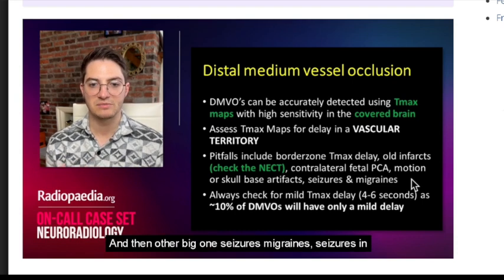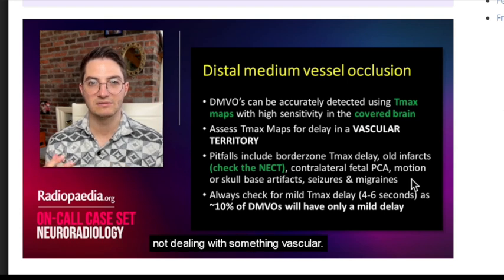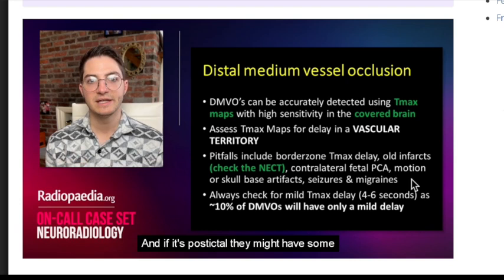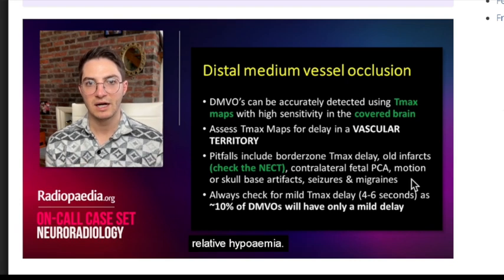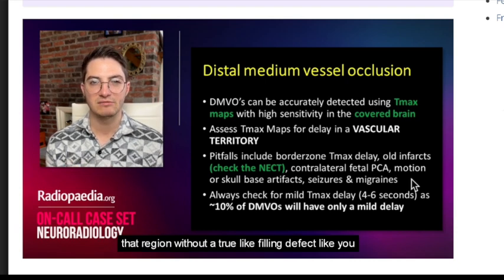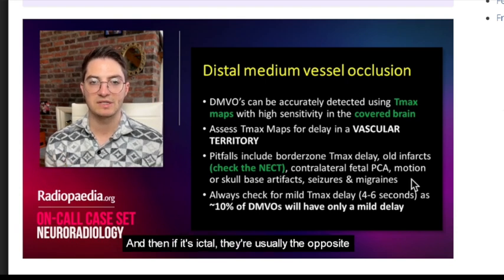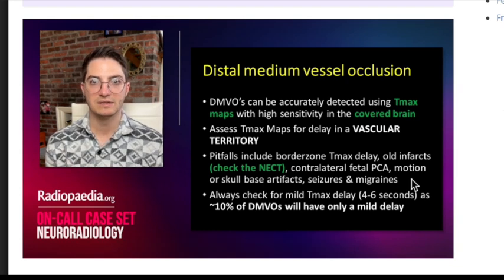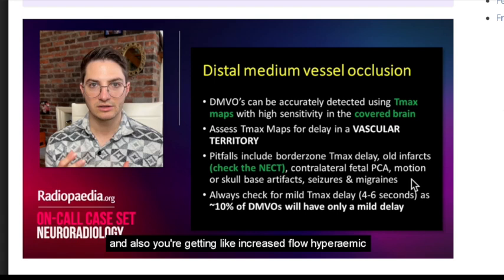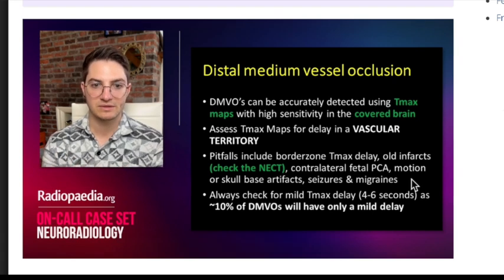And then another big one: seizures, migraine. Seizures in particular usually cross vascular territories, which could be a big hint that you're not dealing with something vascular. If it's post-ictal, they might have some relative hypoemia, so you might have a relative paucity of vessels on the MIP in that region without a true filling defect like you would expect with acute thromboembolism. If it's ictal, it's usually the opposite, where the Tmax is really rapid, and you're getting hyperemic flow, increased CBF in that affected area, and you might even have increased vessels in that area on the MIPs.